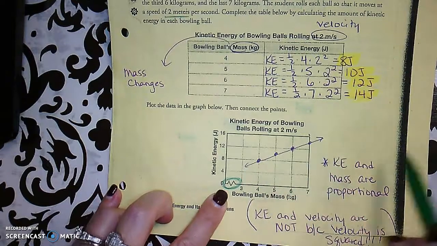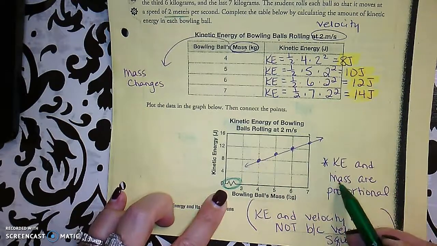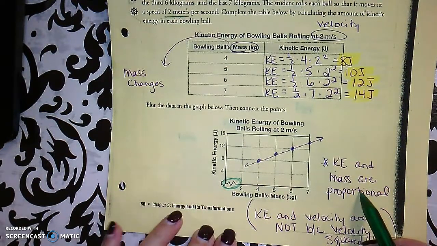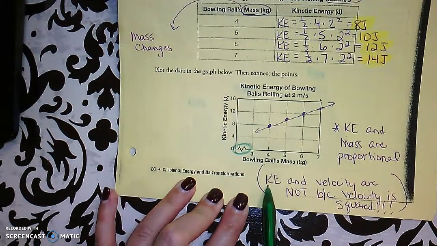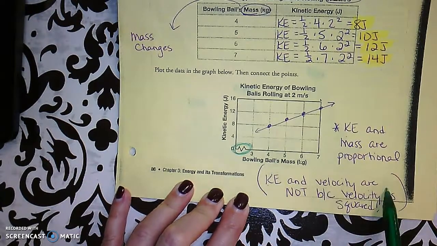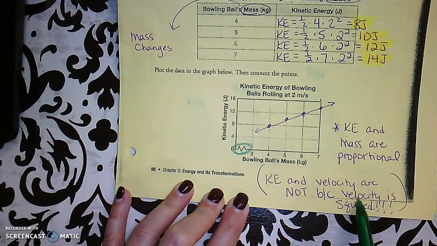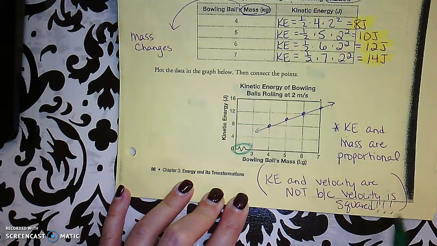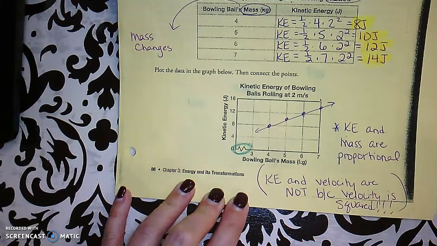So this is linear, and that means that kinetic energy and mass are proportional. But I do want us to note that kinetic energy and velocity are not proportional because velocity is squared. That's what gives us that parabola shape, because the velocity is squared.